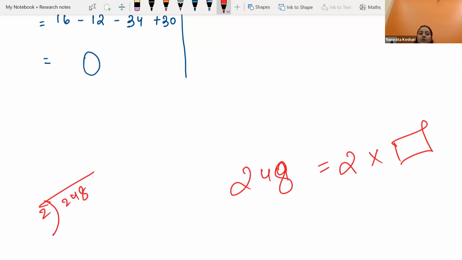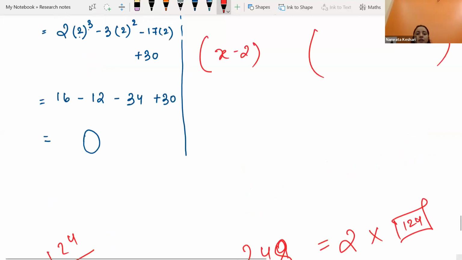And you are going to get 124. So 124 is the other number which will get multiplied with 2 and will generate 248. Yes or no? Yes, ma'am.